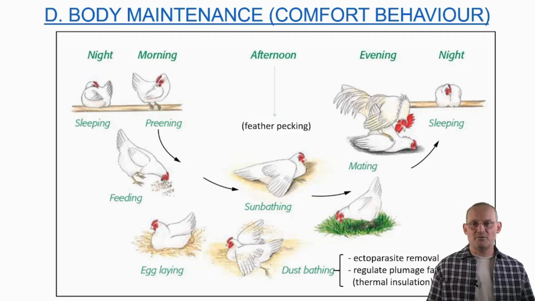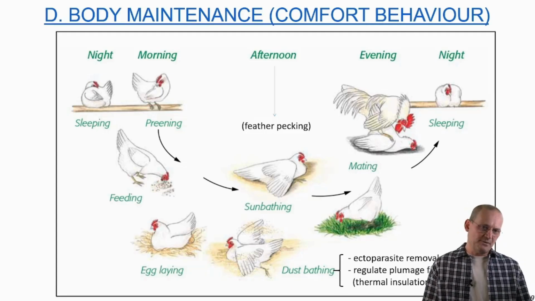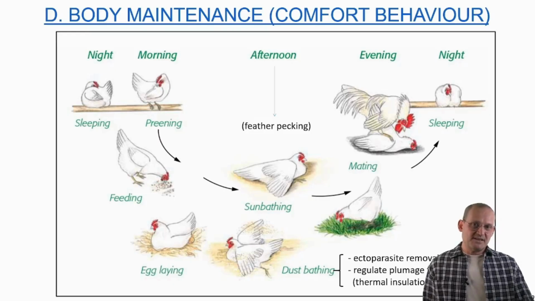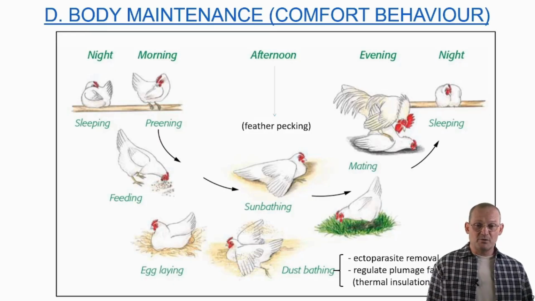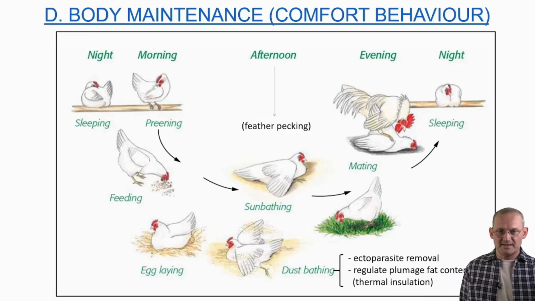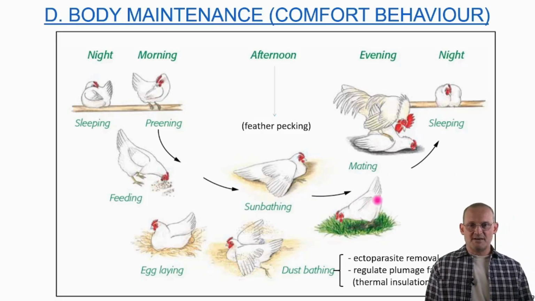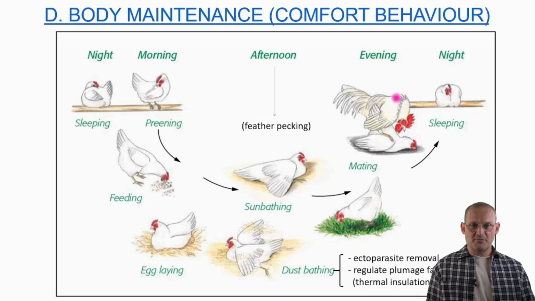So if you're thinking of providing enrichment, for example, to prevent feather pecking, maybe offering it especially in the afternoon could be more effective. And the dust bathing, as said before, is mainly to do with ectoparasite removal and regulating the plumage fat content, which is important for its thermal regulation. Then later on in the afternoon, you'll see mating behavior often. You will see that in the evening, often before they go roosting again and go sleeping at night.